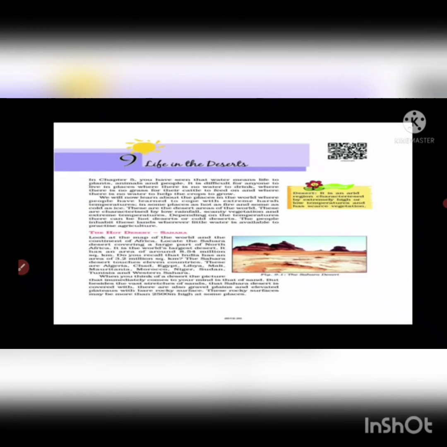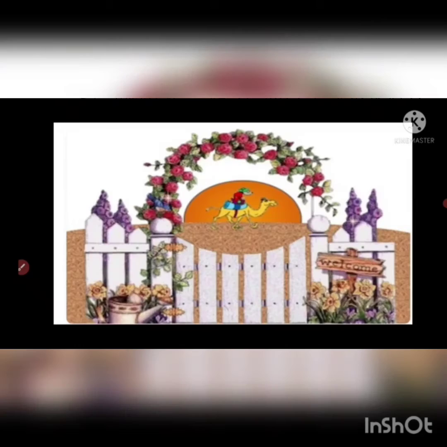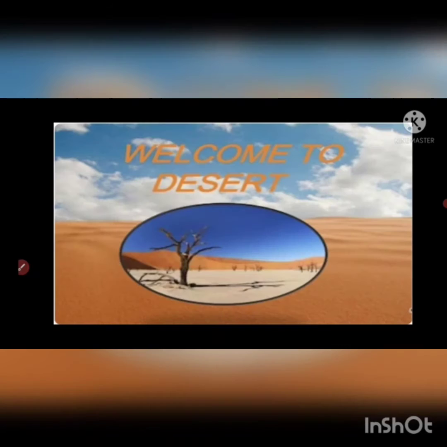A desert is a barren area of landscape where little precipitation occurs and consequently living conditions are hostile. Whenever we go to the desert area, we see there is a lot of heat. So now, welcome to the desert.